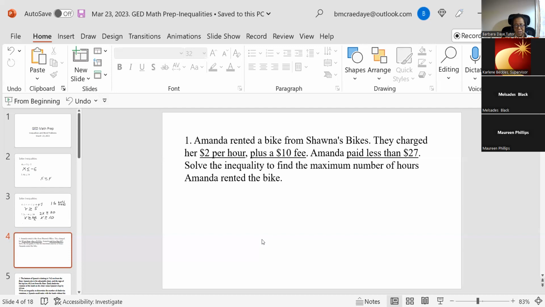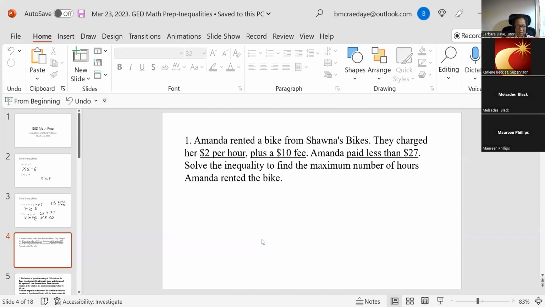Mercedes, are you solving it? I'm trying, Miss. Yes. So you put the 2 hours, right? Plus the $10 fee. So she had 2 hours, $2 per hour plus $10.